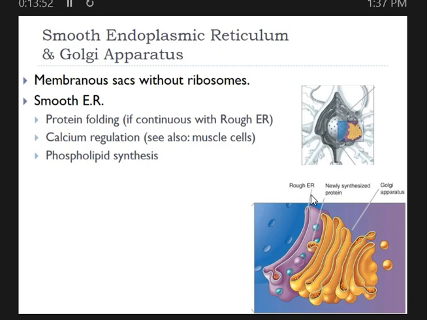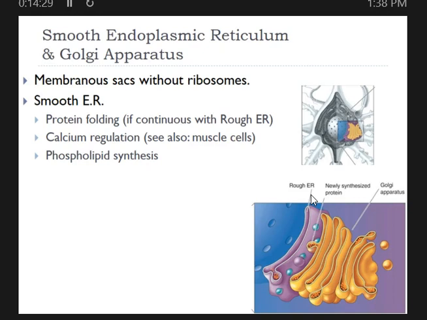Smooth endoplasmic reticulum is really important in terms of calcium regulation. This is especially critical in skeletal muscle cells, which we won't talk a ton about in this class. But skeletal muscle cells basically house all of their calcium within smooth endoplasmic reticulum. They call it sarcoplasmic reticulum, but it's smooth endoplasmic reticulum. When you stimulate a muscle cell, calcium is released from the smooth endoplasmic reticulum into the interior of the cell, and that's what triggers muscle contractions. Ultimately you pump the calcium back into the smooth endoplasmic reticulum and store it until you again stimulate those same muscle cells.